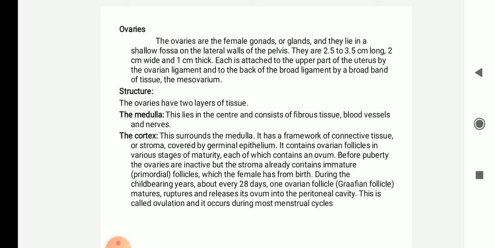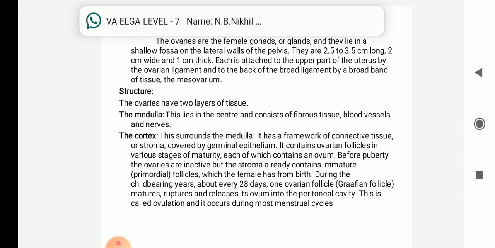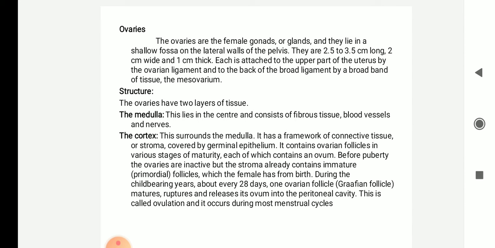Coming to the structure, the ovary has two layers of tissue, the medulla and the cortex. The medulla lies in the center and consists of fibrous tissue, blood vessels and nerves. The cortex surrounds the medulla. It has a framework of connective tissue called stroma and is covered by germinal epithelium. It contains the ovarian follicles in various stages of maturity, each of which contains one ovum.